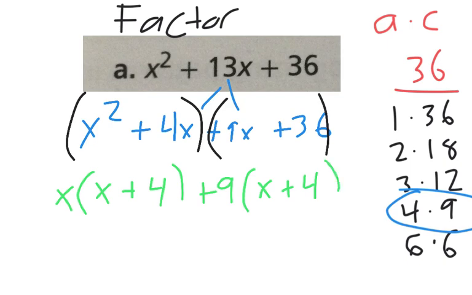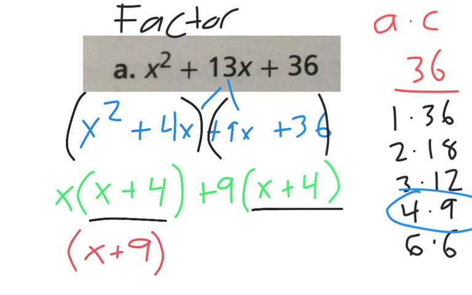When you get to this point, when you've taken the GCF out of both groups, you need your parentheses to match. If they do not match, you did not factor correctly. So they match. Good. That means this factors to be what's in front of the parentheses, which is x plus 9, times the matching parentheses, which is x plus 4. Okay, it wasn't that bad.